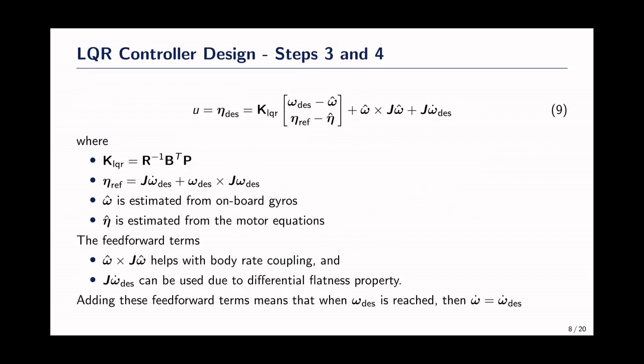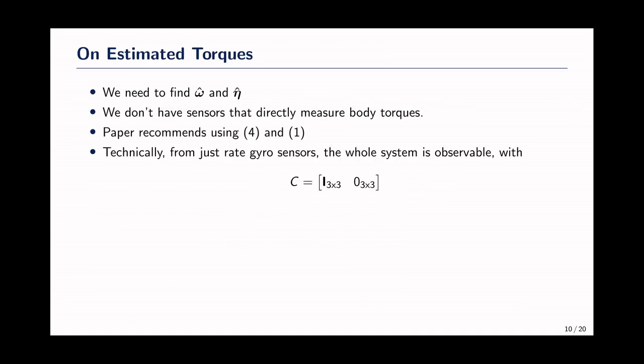In our controller, we also changed our omegas to omega hats. So we have to have an estimator that can estimate omega hat and eta hat. The paper recommends that you use equations 4 and then plug it into equation 1. I didn't find that was super reliable. There's a different method that you can use to do that.